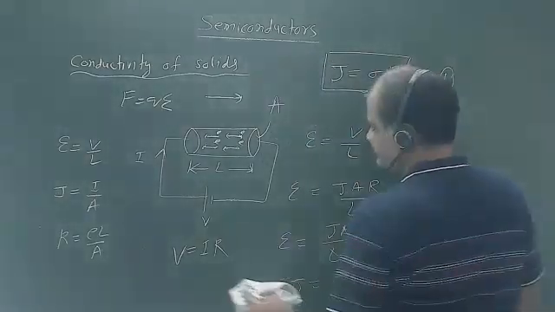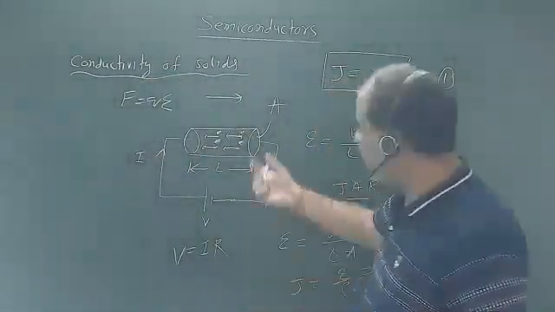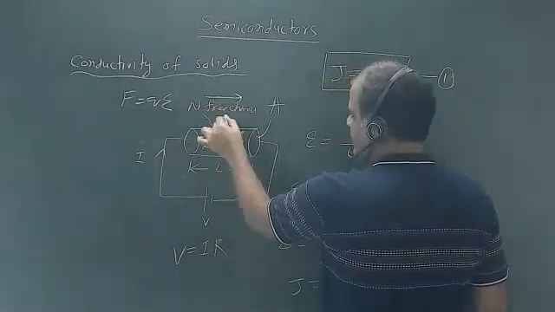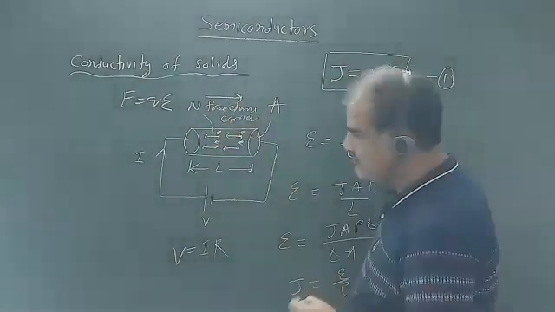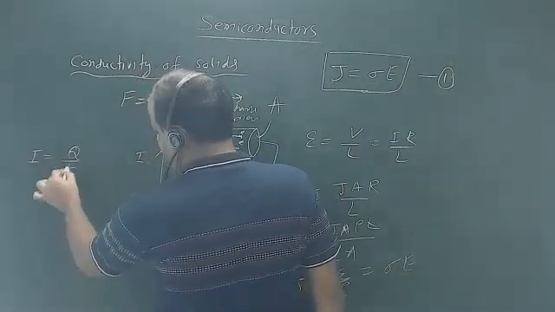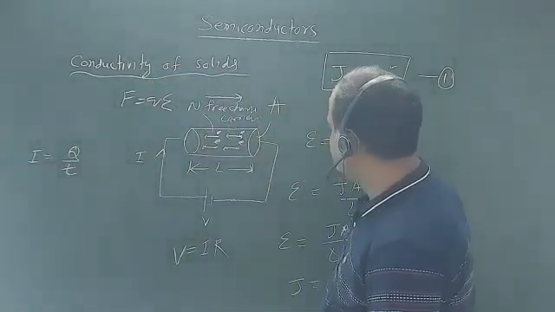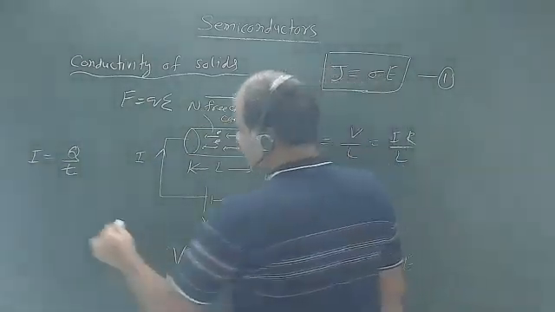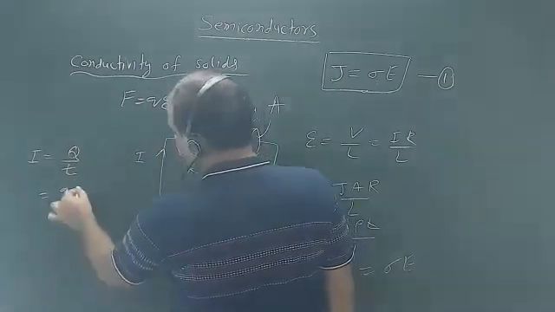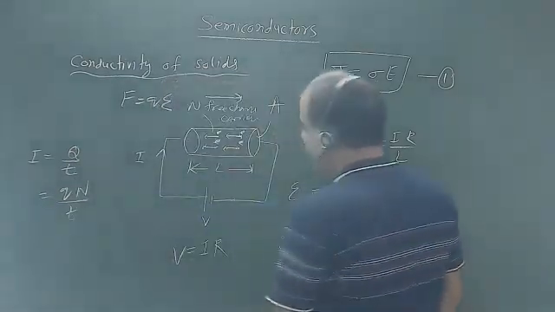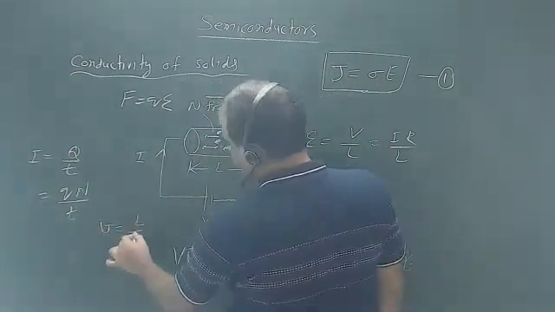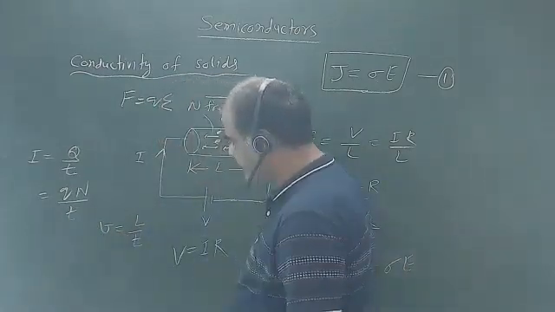Now suppose this block has N free charge carriers, capital N. With the application of voltage these charge carriers are moving, so I know the current I is equal to dq by dt, or q by t. There are N free charge carriers, electrons, each with charge q, so their total charge will be Nq. These charges are moving with time t, and suppose they are moving with velocity v. Velocity v means v equals L by t. So I want to write the expression of current in terms of velocity.